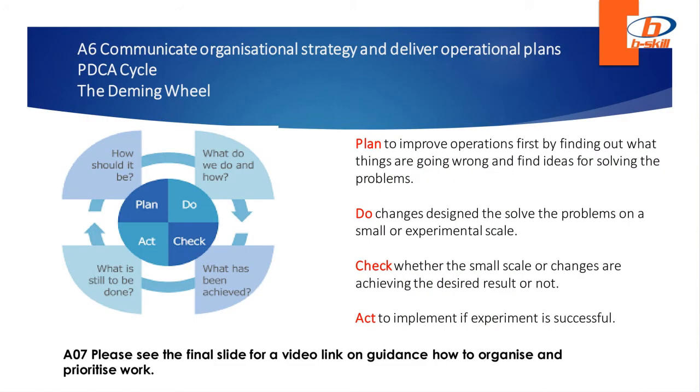The PDCA cycle supports how you can prioritize and organize your team's responsibilities so the organization's strategy and consequent operational plans are efficient and accurate. The Deming wheel asks the questions: what should be done? What do we do and how? What has been done and what remains to be completed?